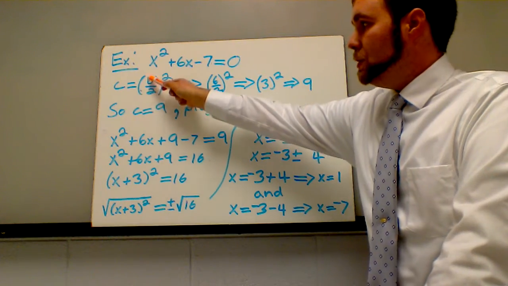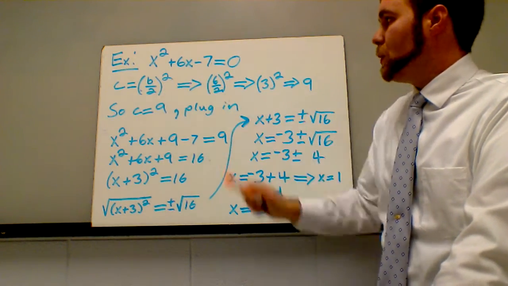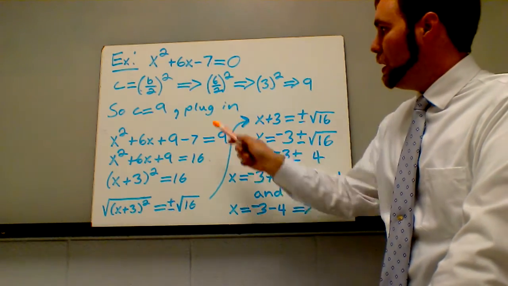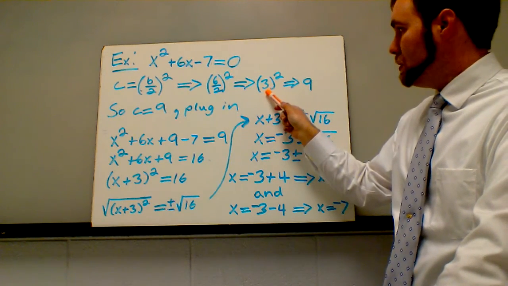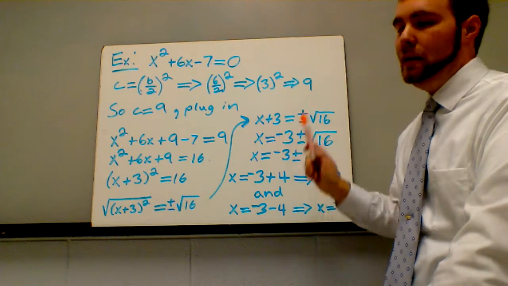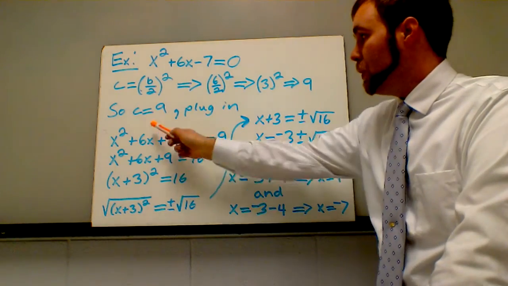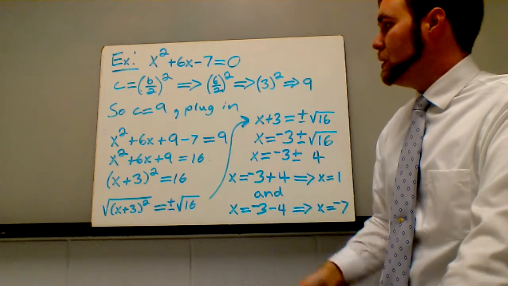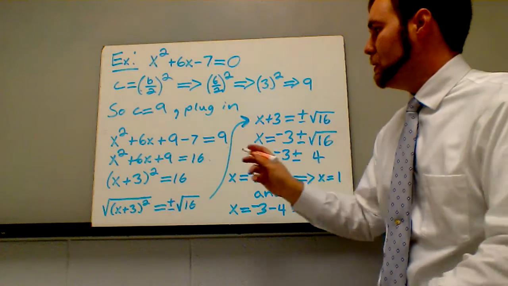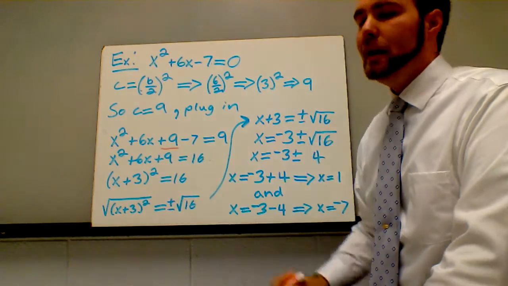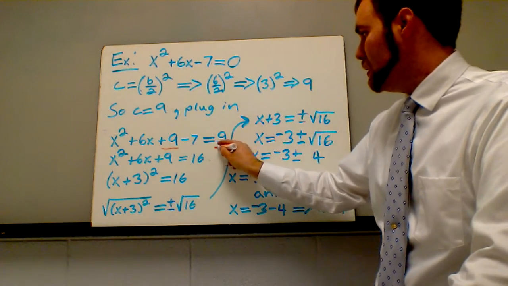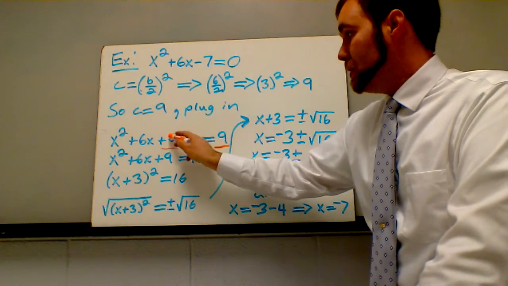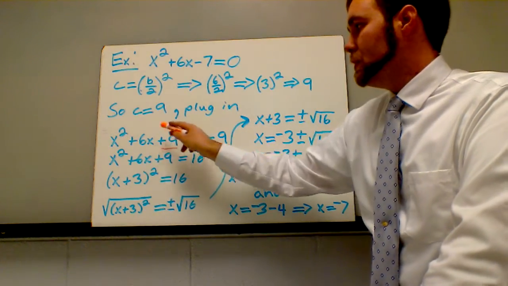My c is equal to b over 2, and that's all squared. My b in this case is 6, over 2, which just gives me 3, squared, which is 9. So the c I'm looking for is 9, and I need to plug it into this equation. So again, I added 9 here, and what I do to one side, I must also do to the other side. I added 9 here. Now, this factors as a perfect square trinomial.